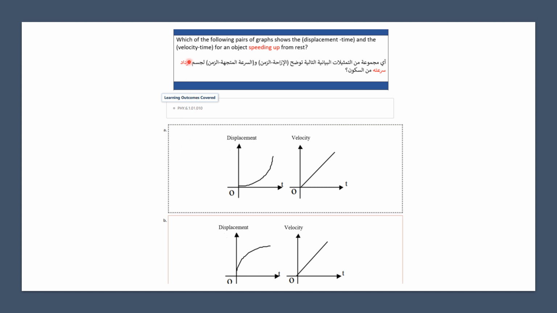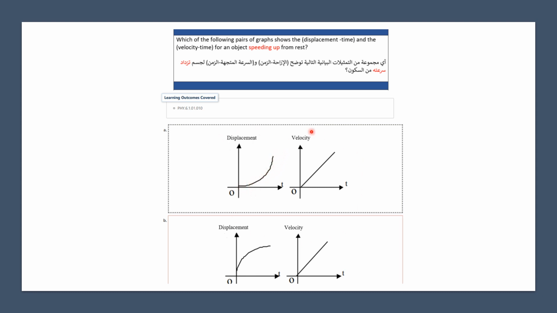Here we have: which of the following pairs of graphs show the displacement-time and the velocity-time of an object speeding up from rest. So if an object is speeding up from rest, of course, in the velocity-time graph we have a straight line going upward and the displacement is making a curve upward as well. So this is the correct answer.